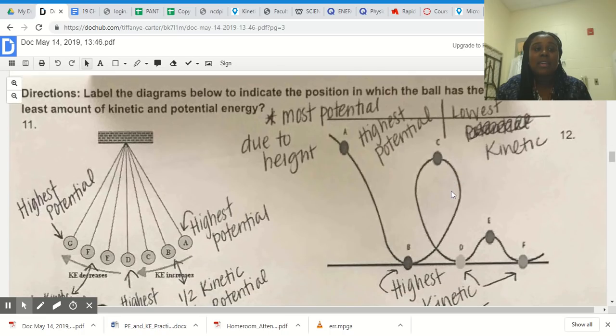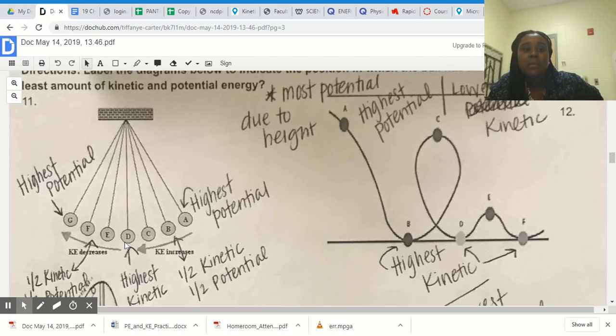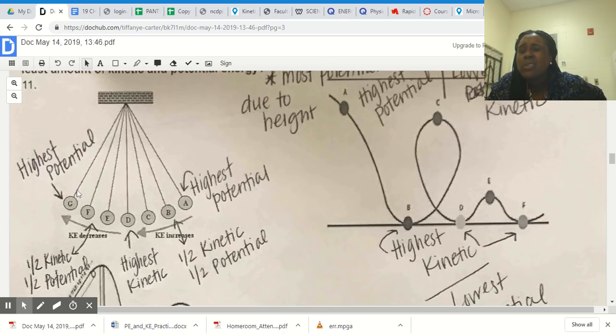All right, so looking at our pendulums here. Label the diagrams below to indicate the position in which the ball has the greatest and least amount of kinetic and potential energy. So let's start with number 11. Number 11 is kind of like our Newton's cradle that's in our classroom. So this is like when I pull the ball back. So we're at A. When I pull my Newton's cradle ball back, that's storing energy.